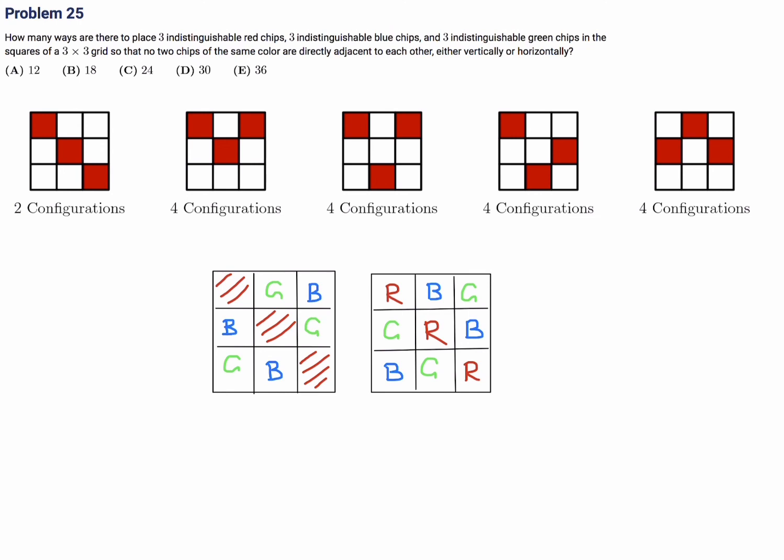So let's count them all. 2, 4, 4, 4, 4. That is 18. And then for each of those 18, we have to multiply by 2 because you have 2 different ways of putting the blues and the greens. So in total, it's 36. So number 25, the answer is E.